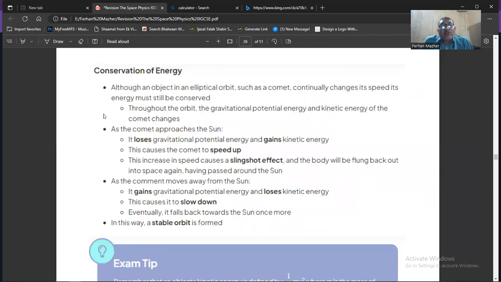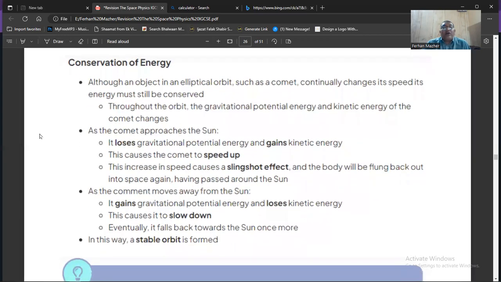Conservation of energy: although an object in an elliptical orbit such as a comet continually changes its speed, its energy must still be conserved. Throughout the orbit, the gravitational potential energy and the kinetic energy of the comet change. As the comet approaches the sun, it loses gravitational potential energy and gains kinetic energy. This causes the comet to speed up.